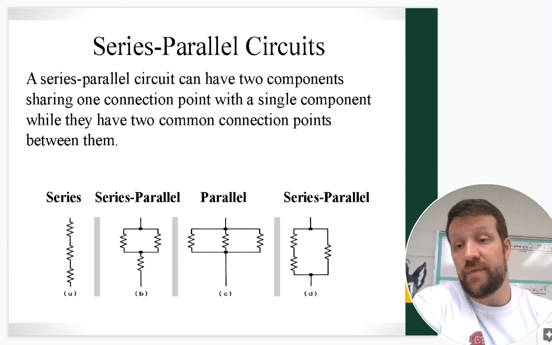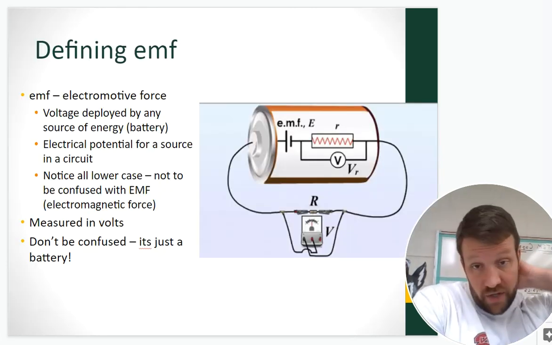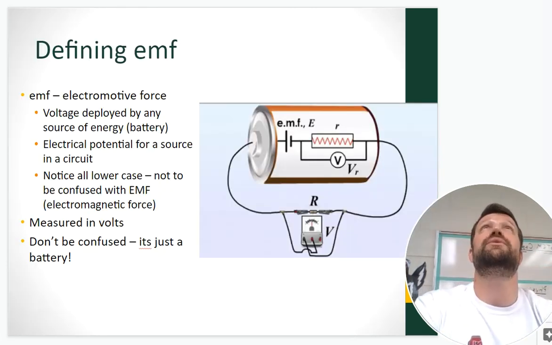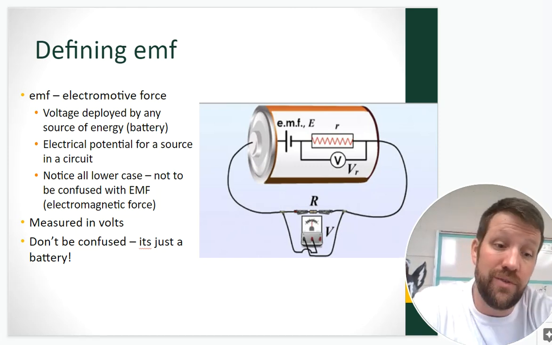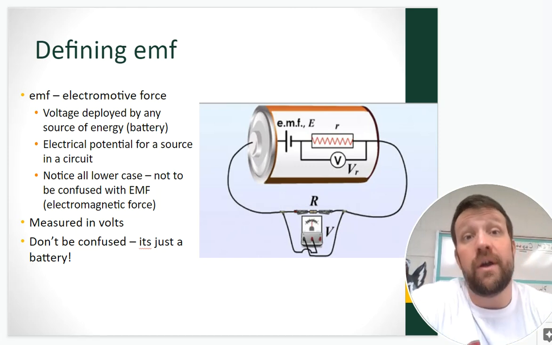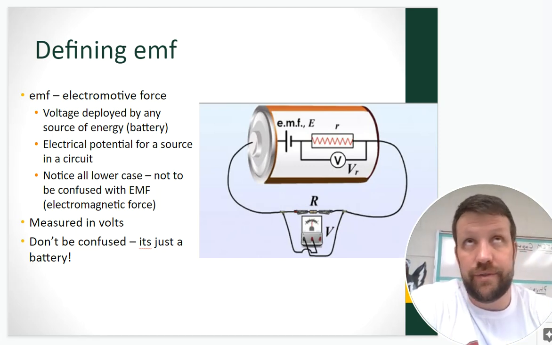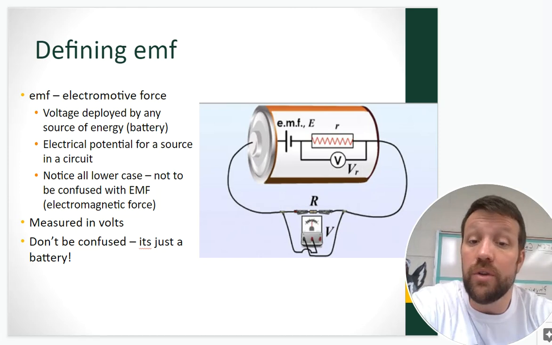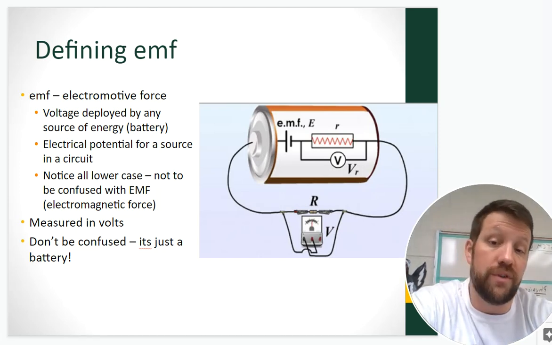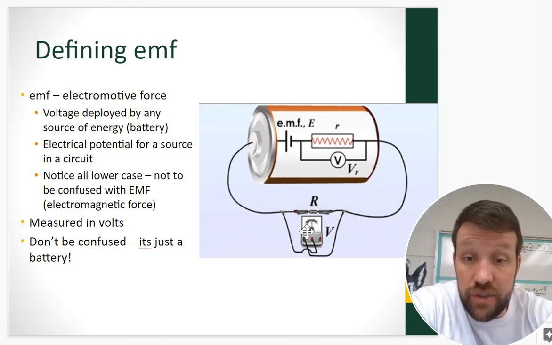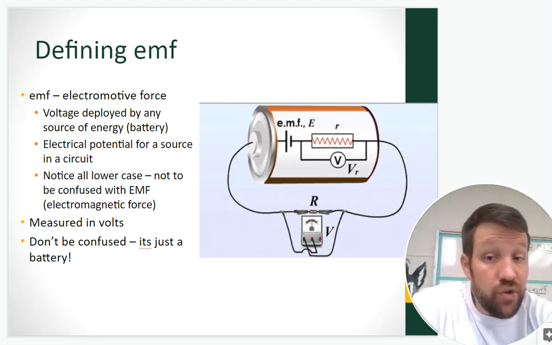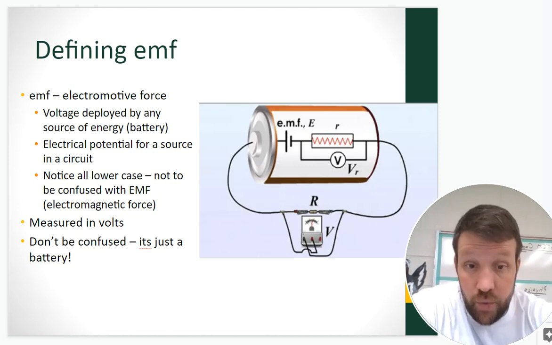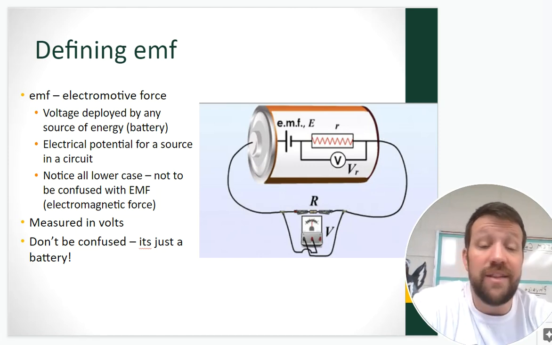All right, to jump into the stuff that's a little more advanced here. First, I'm going to define emf. Now, I need you to note that those letters are lowercase because next unit, when we get to electromagnetic fields, we're going to have capital EMF, and this is foolish, but it is what it is. So lowercase emf is an electromotive force. All right, this is a voltage deployed by any source, the battery here, that's the potential for a circuit. We do want to note that it's all lowercase, right? And this is measured in volts.